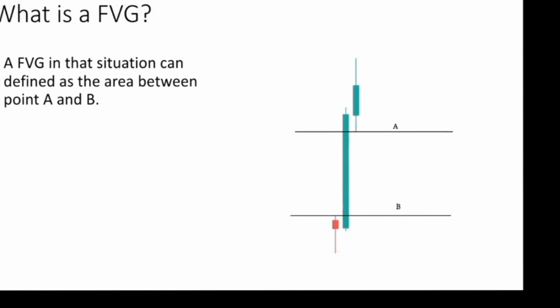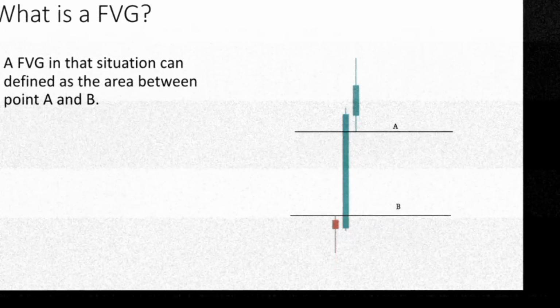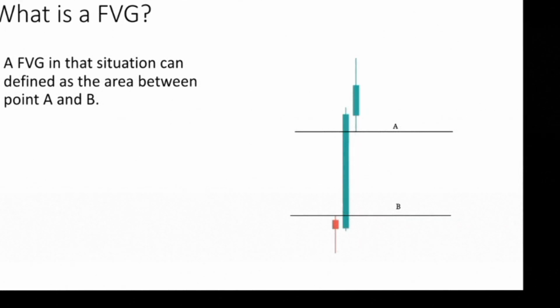Now that you know what a fair value gap is, what could be the importance of a fair value gap, and why should we be looking for it in the charts? It's simple. A fair value gap is a form of inefficiency, and the price has a tendency of revisiting these inefficiencies and correcting them.